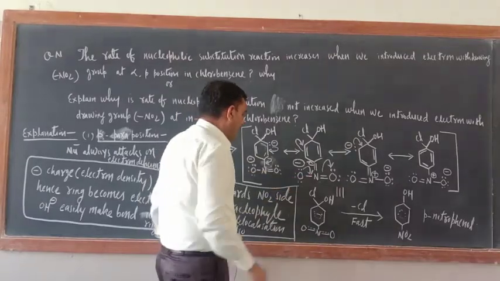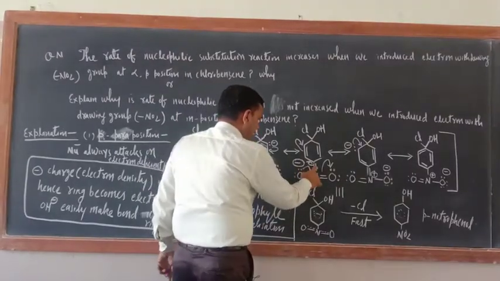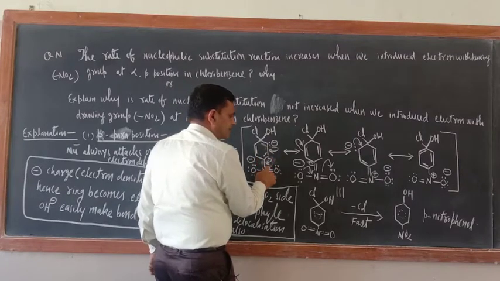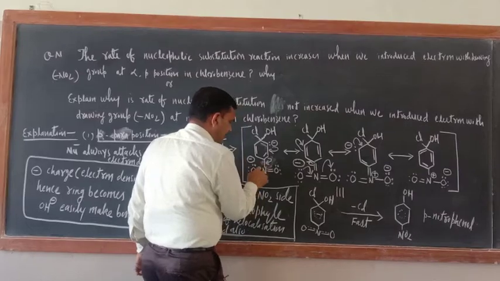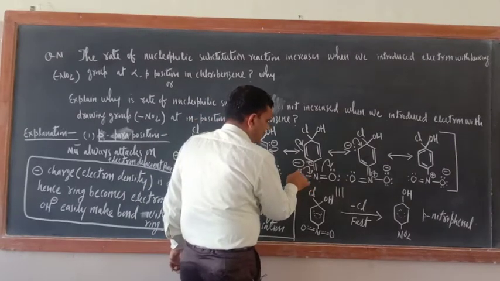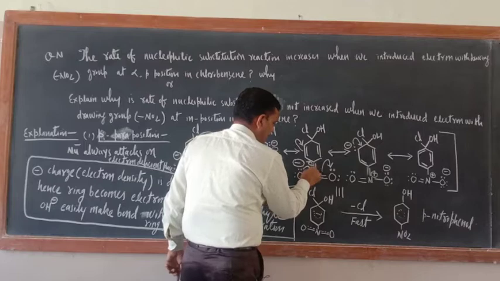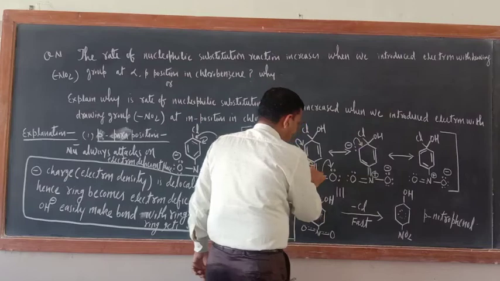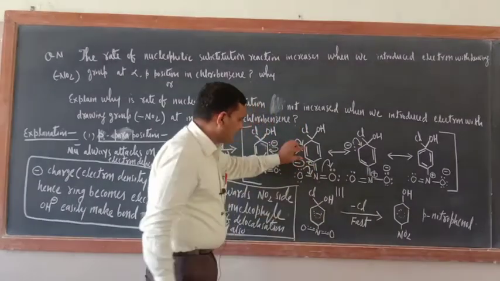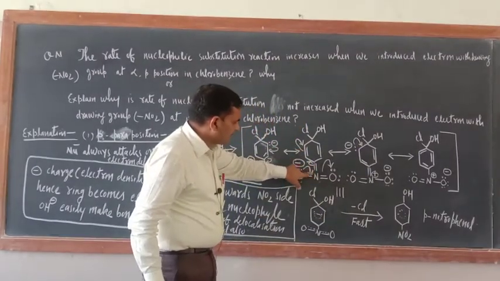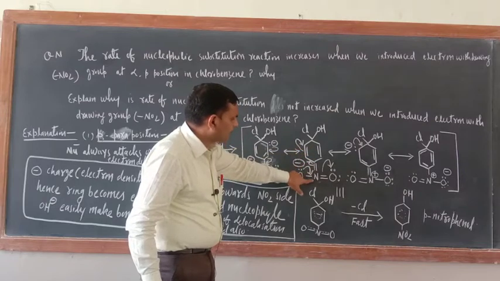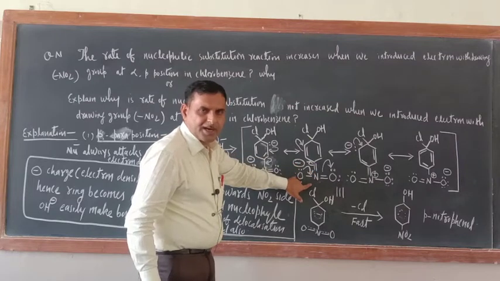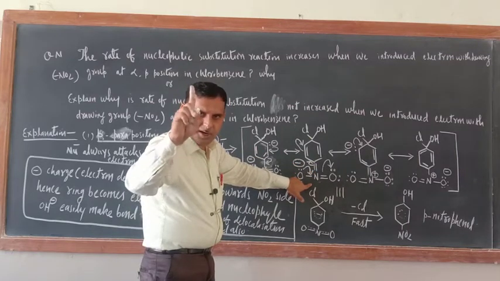Just see here. Now this bond electron is here, so this bond will go this side and these electrons will come this side. That is why I have shown arrow marks here, they are here and they will be here. In the next step, what would be there? These electrons will go here. Because of the presence of NO2 only, ring electrons are going toward the NO2 side. So when the ring electrons go toward the NO2 side, the ring will become electron deficient.